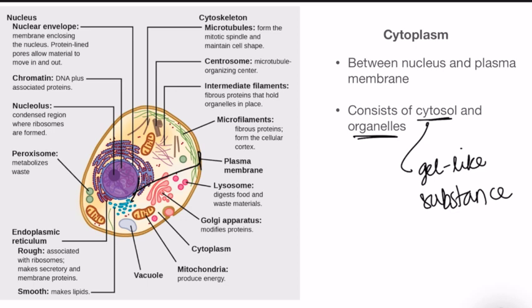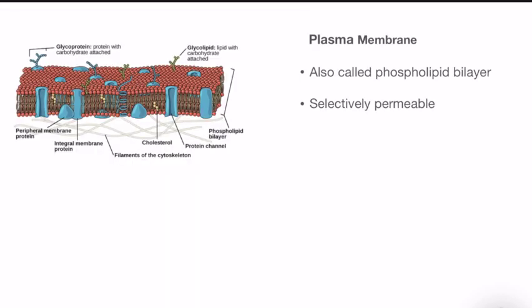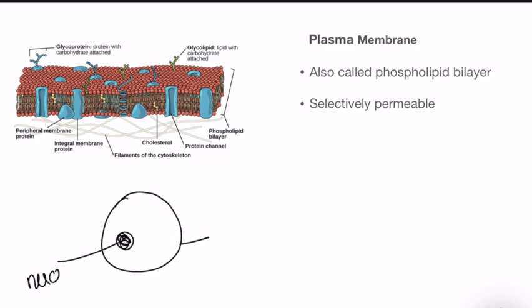all that together combined is the cytoplasm. The plasma membrane is the membrane that will surround the cell. So if this is the cell and this is the nucleus, this would be the plasma membrane. I'm going to call it PM. Sometimes your teacher might call it the cell membrane. It is the same thing. Plasma membrane, cell membrane, it is the same thing. It is also called a phospholipid bilayer, and it is selectively permeable, which means that it will pick and choose what substances can enter and leave the cell.